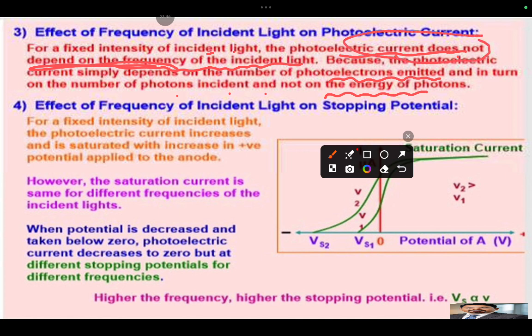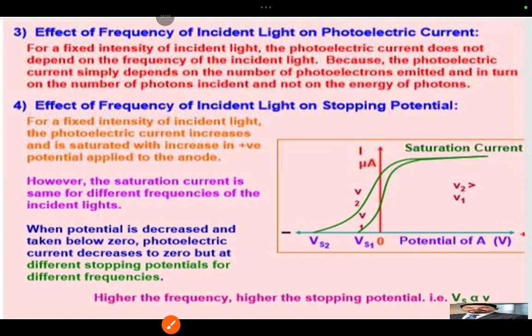Photoelectric current does not depend on the frequency of the incident light. This you have to remember. You have to take serious note of this one. The photoelectric current does not depend on the frequency of the incident light. That's it. Then, effect of frequency of incident light on stopping potential.